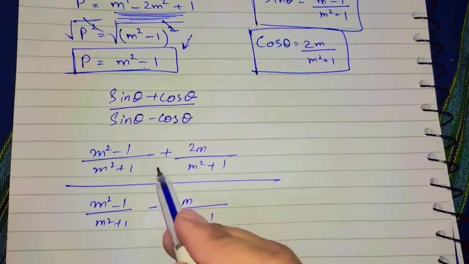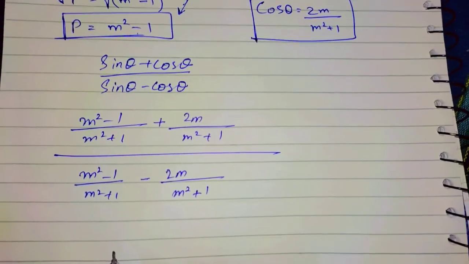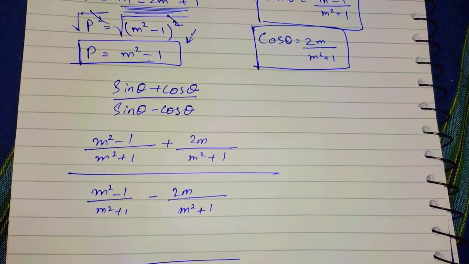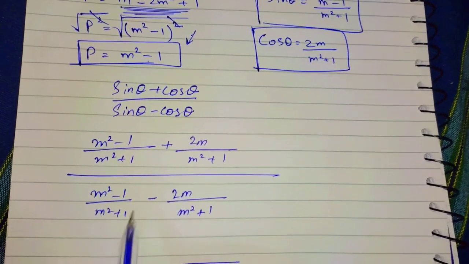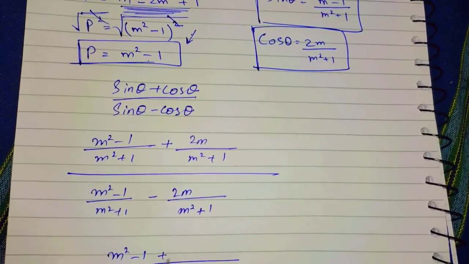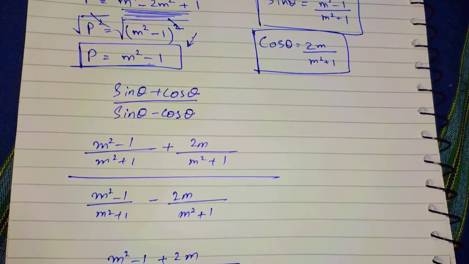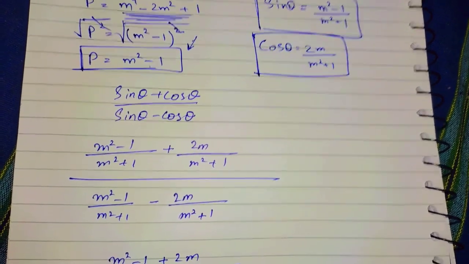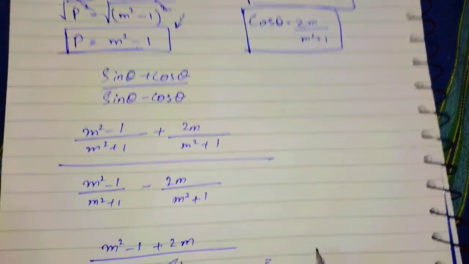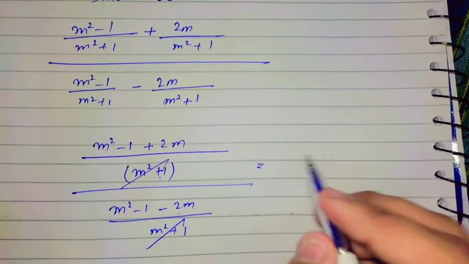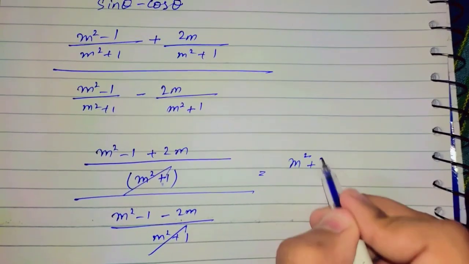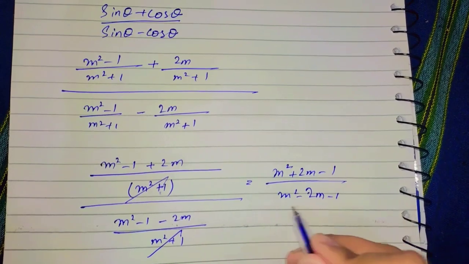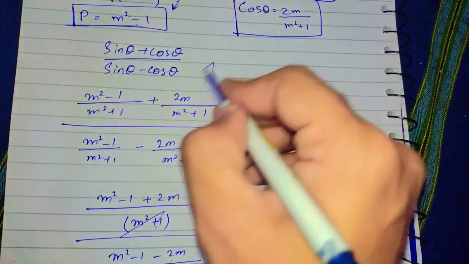Take the LCM in the numerator and the denominator. You will get m square plus 1 in both, so you will get m square minus 1 plus 2m in the numerator, and the same m square plus 1, m square minus 1 minus 2m in the denominator. This will cancel out, and the equation will become (m square plus 2m minus 1) over (m square minus 2m minus 1). So this is the answer of this equation.